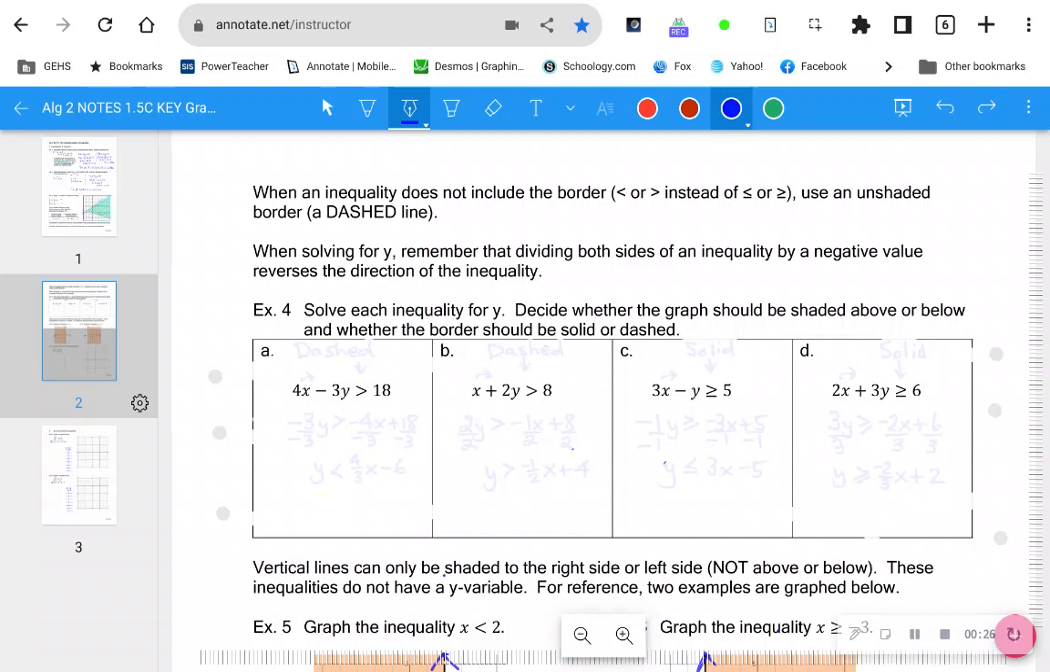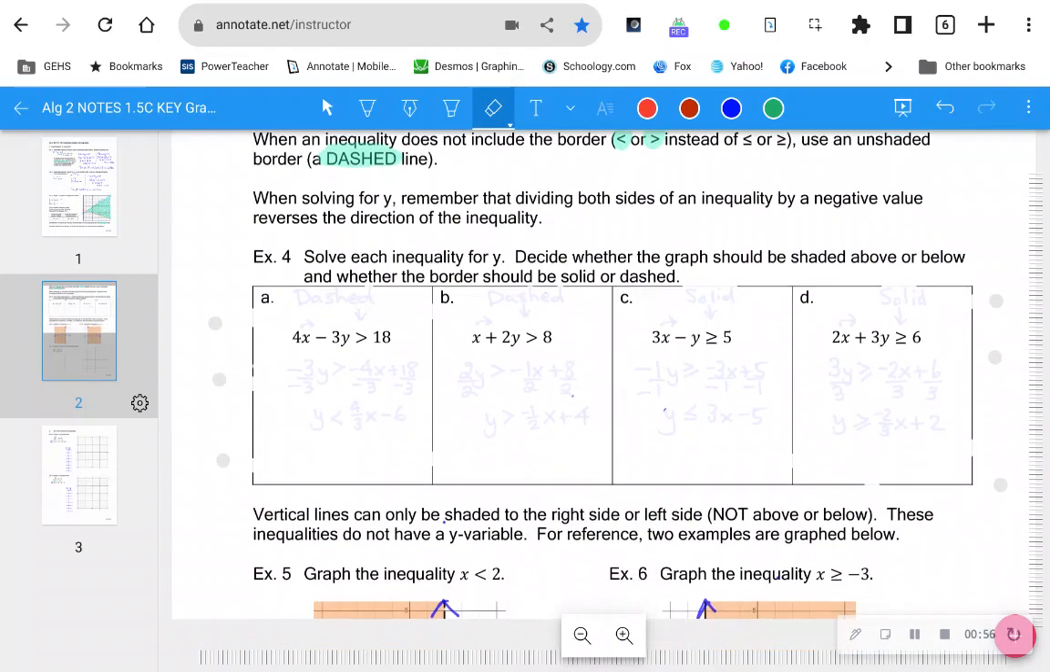Okay, so I mentioned that if you have the or equal to, you use a solid border. But if it doesn't include the or equal to, and I'll highlight two examples here, less than by itself, greater than by itself, then you use a dashed or a dotted line. And that indicates that the border itself is not part of the solution set. In other words, the points that are exactly on the line really don't work.